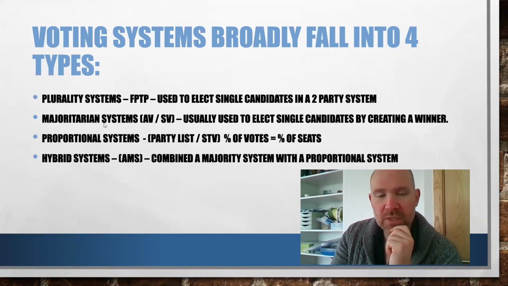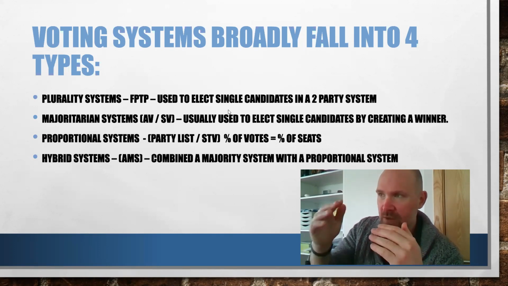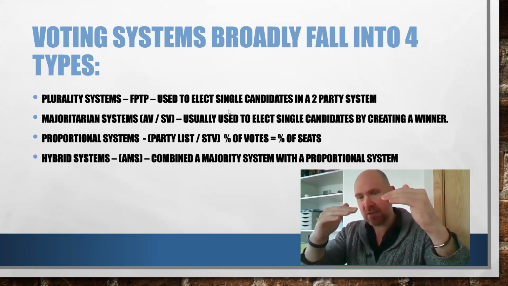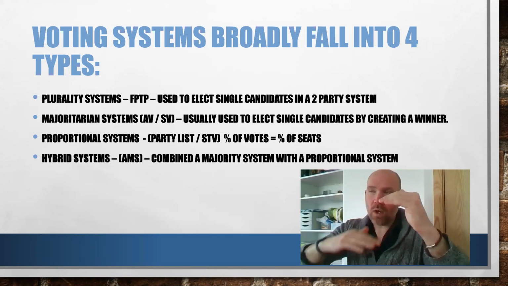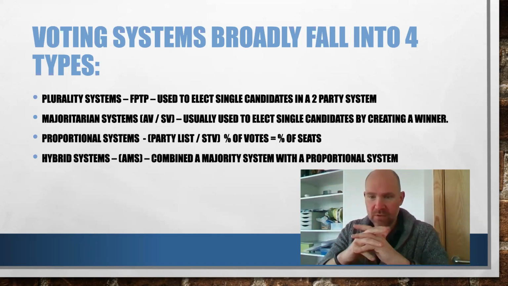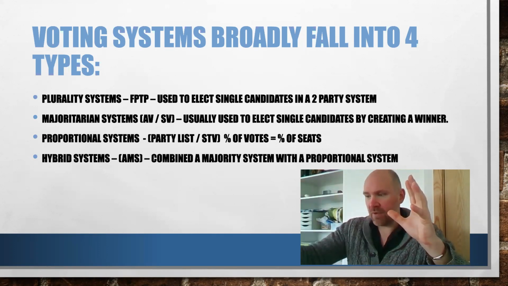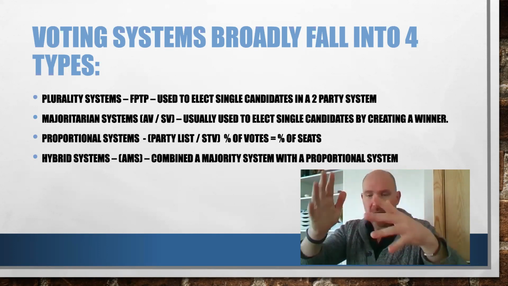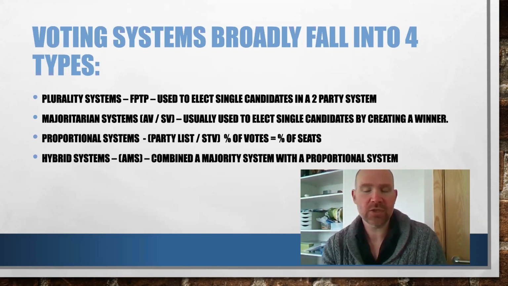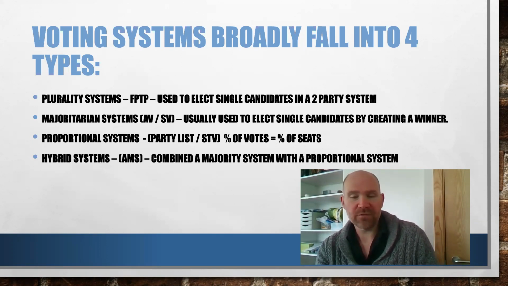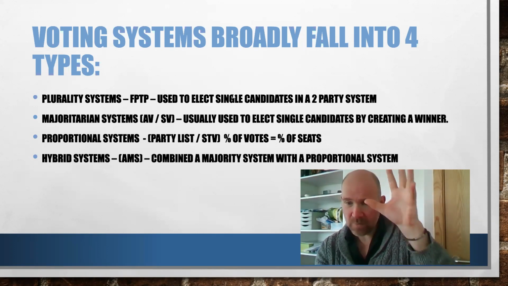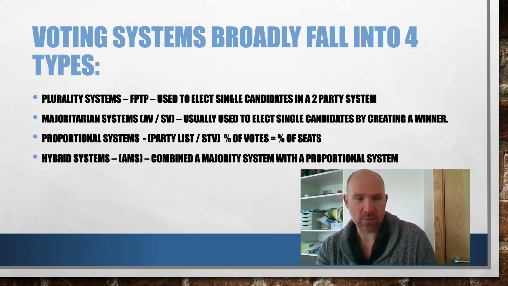Then we had our majoritarian systems, the alternative vote and the supplementary vote. Both of these systems, broadly speaking, knock out candidates until one candidate gets above 50% of the vote. So you get 5 candidates and you get rid of 5th place, get rid of 4th place, get rid of 3rd place, and then one of these remaining candidates should have above 50% of the vote. There are differences between them, as you know, but broadly speaking, that's how it works.